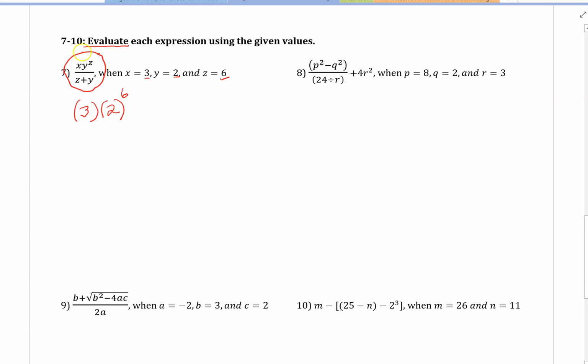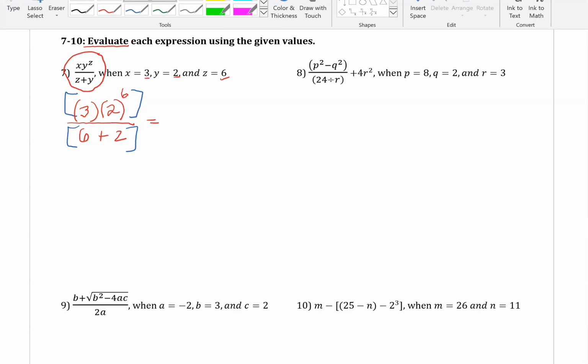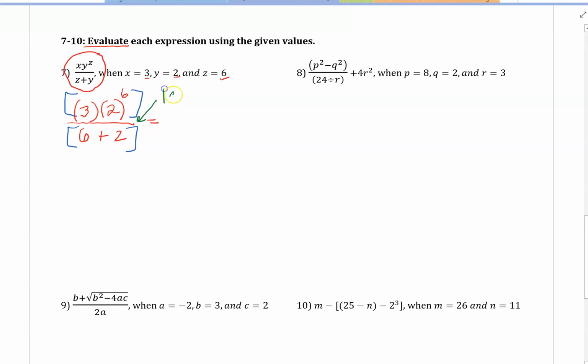So my numerator would be 3 times 2 to the power of 6. And that is all being divided by 6 plus 2, because z is supposed to be switched with a 6 and y is supposed to be replaced with a 2. And then we follow the order of operations. So that means we have to do the items in the numerator first and then the denominator next, and then lastly we divide. So the division is the last thing we do. Okay? So that division bar comes last.